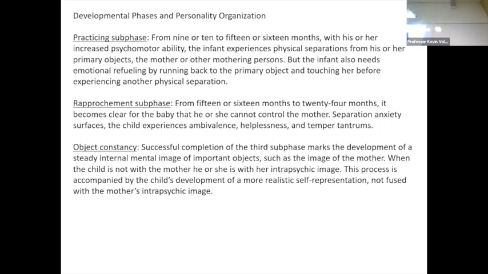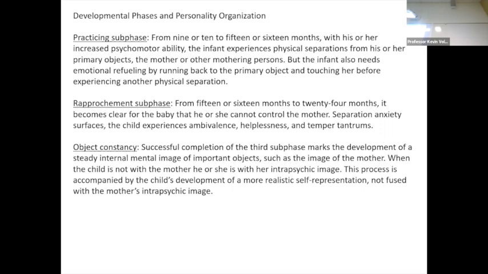This means that even though the mother is not there, the child has an internal image of the mother. In other words, the mother is stable enough in the child's mind that the child will think that the mother will come back. The mother's not gone. Before that, when the mother's gone, it's as if the mother is dead. The mother doesn't exist anymore. And that's what caused the child all this anxiety.